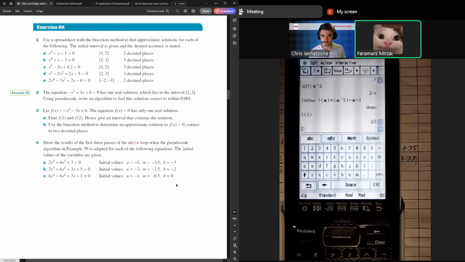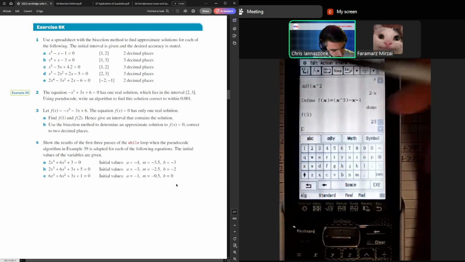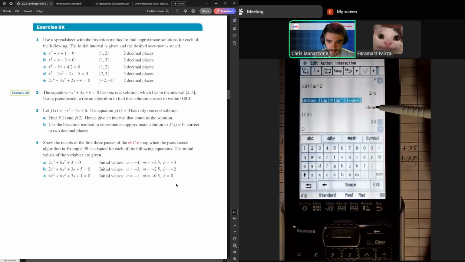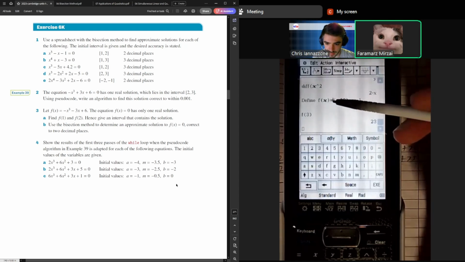For me, it says incorrect number of arguments. I don't know what I put in. Okay. Did you define it properly? Did it say done here? No. Mine is just, define f of x, x to the power of 3 minus x minus 1. That's all I have. Put an equals in there.